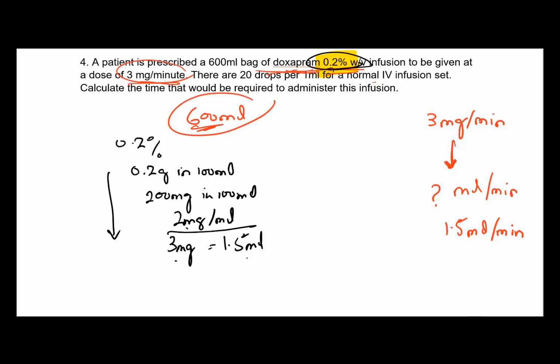Now, what was I actually doing? I was trying to find out how long it will take to get 600 mils infused. I know 1.5 mils will be infused in 1 minute, so 600 mils will be infused in how many minutes? 400 minutes. That's the answer. The question doesn't specify whether they want time in minutes or in hours, so just leave it as 400 minutes.